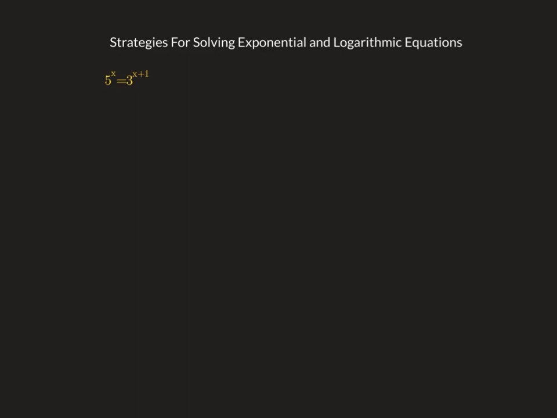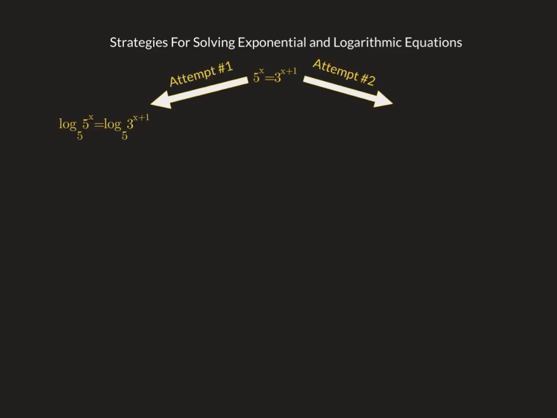Now the question is, do I take the log with a base of 5 or a base of 3? Right, so let's try both of them and see which strategy seems to pay off, which one seems easier. So on the left here, we'll take the log with a base 5 on both sides, and on the right side, we'll take a log with base 3 on both sides.